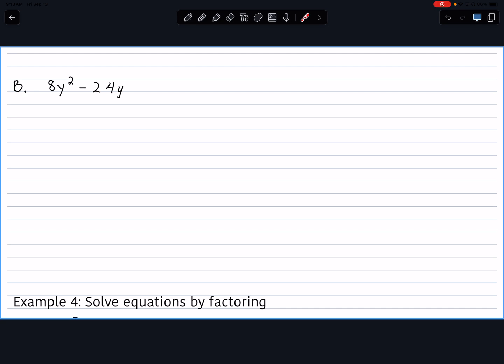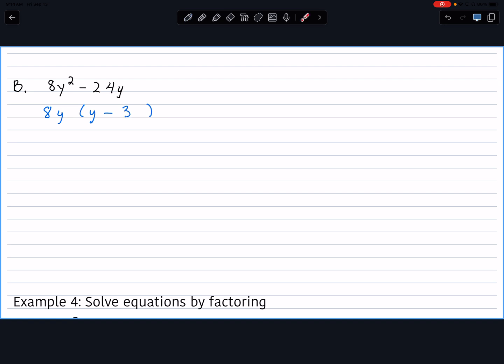Okay. Somebody help us out. Let's just start with the number. What is the largest number that goes into both of these? What do we got? 8. Okay. So I'm going to pull out an 8. What is the highest power of y that pulls out of both of these? Y. Okay. So let's see what we're left with. 8y squared divided by 8y is just going to be y. 24y divided by 8y is just 3.